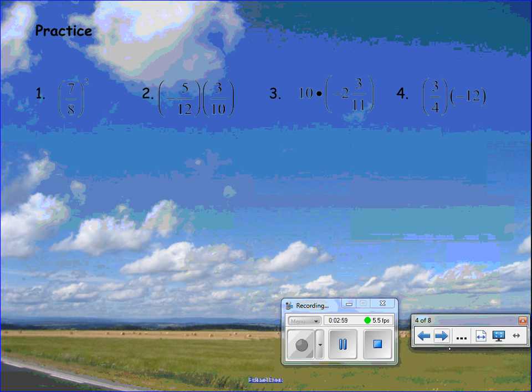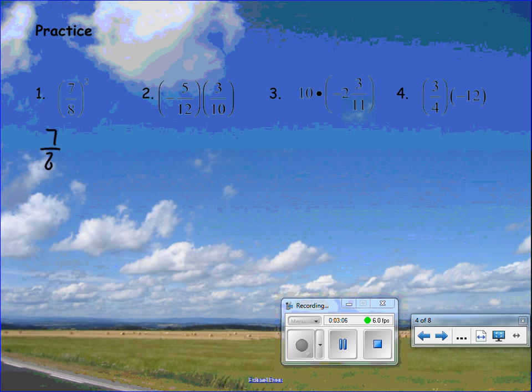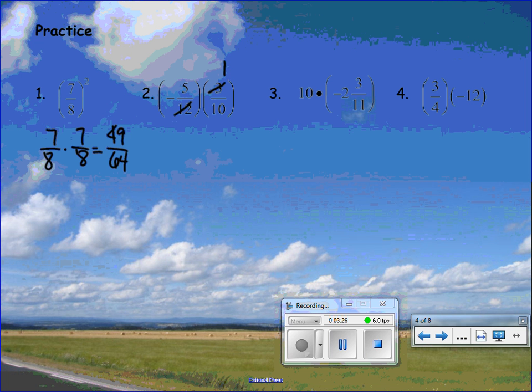In our practice, on example 1, we have 7/8 squared. Take 7/8, multiply it times 7/8, 49 over 64, and that is in simplest form. In example 2, notice that we can simplify. Now we have -1 times a +1, going to equal -1 over 8.